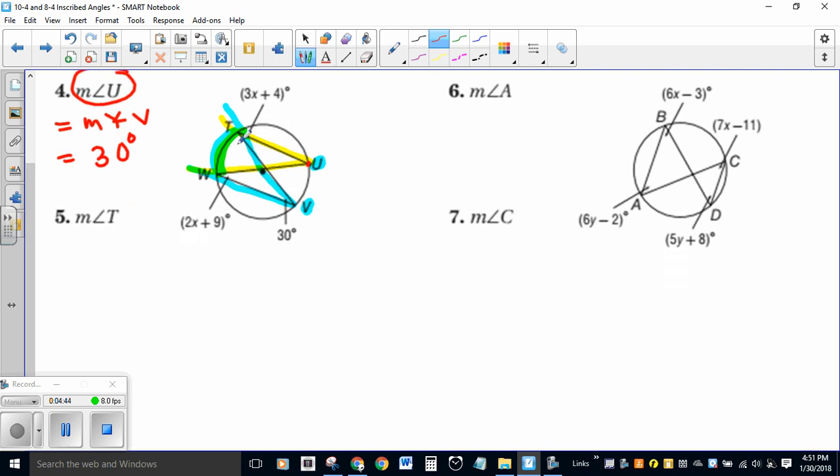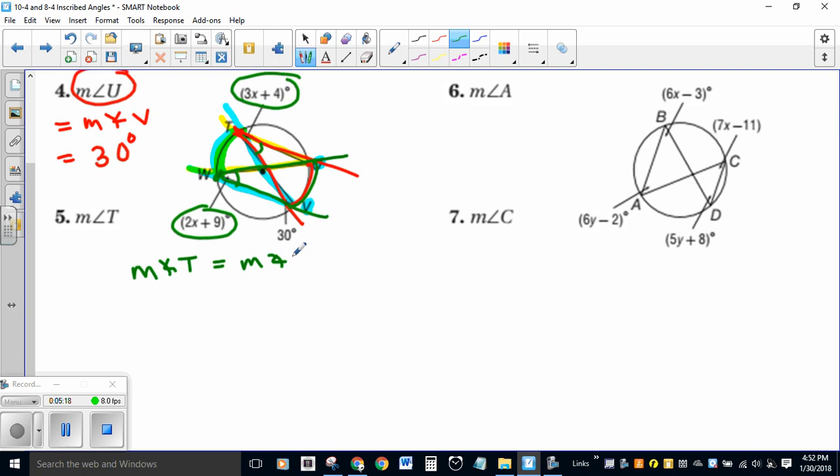Angle T is in the same one. Here's angle T. That angle goes this way, so the arc that it intersects is arc UV. Angle W, right here, goes this direction, and it also intersects arc UV. So that means that T and W are also congruent. So that means that this number, 3x plus 4, is equal to 2x plus 9. So the first thing I'm going to do is set the two things equal to each other. So the measure of angle T is equal to the measure of angle W. So 3x plus 4 is equal to 2x plus 9.